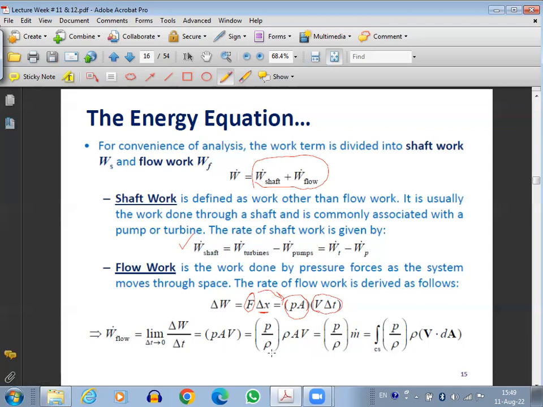If we divide by density and multiply by density, then density into area into velocity becomes m dot, the mass flow rate. And mass flow rate can be written as rho v dot dA. Again, when we were developing the Reynolds transport theorem, we already discussed how mass flow rate can be written like this. So this is the form we are going to use for the rate of work for the case of flow.